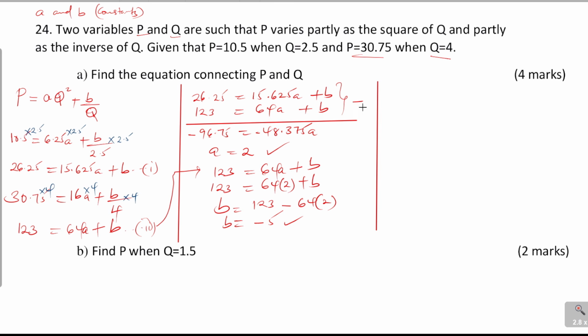P and Q. Remember, the equation should come from here, A. So from here, you are getting it from here. Don't forget. So just substitute the values of A and B here. So P is equals to, A is 2. So this will be 2Q squared plus, and because B is minus, so this will be minus 5 over Q. So that is the equation connecting P and Q.